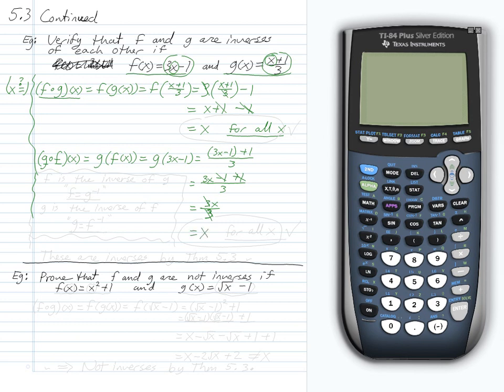And again, every step that we took was independent of what x was. These are always valid steps. Negative 1 plus 1 is a net 0, so those cancel. 3 over 3 cancels and gives us a factor of 1, so we're just left with x. So, going both directions, we get the punchline that we want. So we can say that these are inverses by Theorem 5.3.